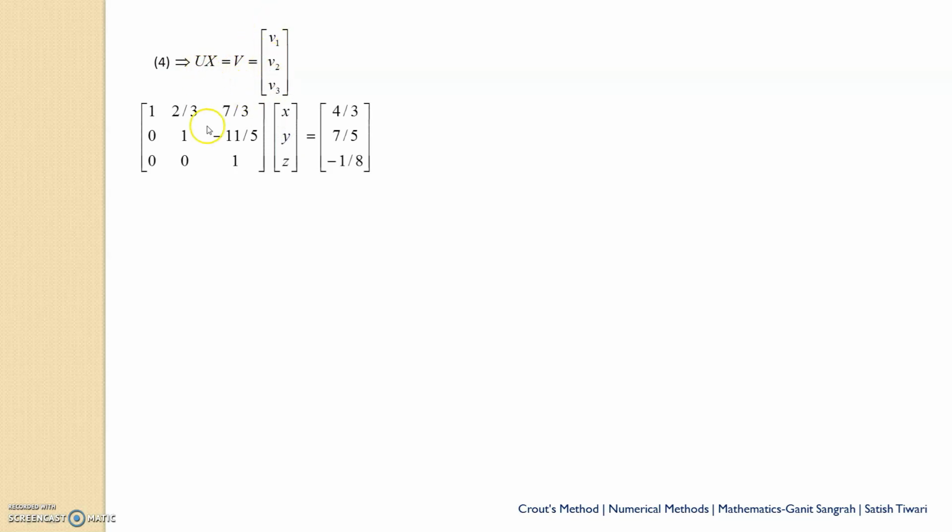Now our next target is to find out the values of X, Y, Z, which is our required solution. Now for that I consider here UX equals V, that we have already taken. Now U is known to you, V is also known to you because we have just found the values of V1, V2 and V3. So now substitute here the U, X we know it is X, Y and Z, and V is V1, V2 and V3.